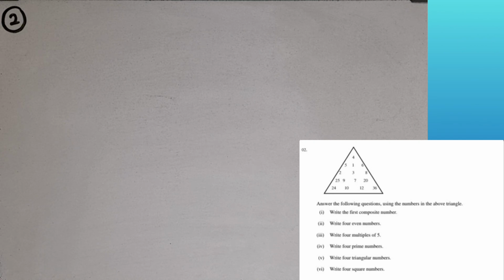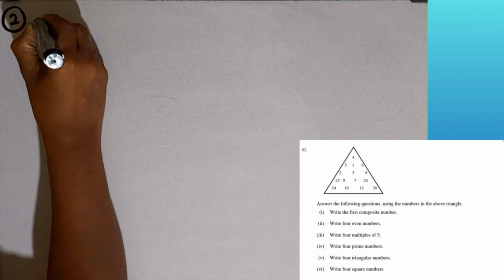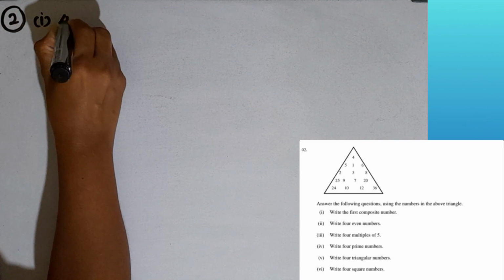Question number 2. We are given the numbers inside this triangle. Answer the following questions using the numbers in the above triangle. So first part 1. Write the first composite number. What is the first composite number? That is 4. One is not a composite number or a prime number. Then 2 and 3 are prime numbers. Then the first composite number is 4. So part 1 we have to answer as 4.